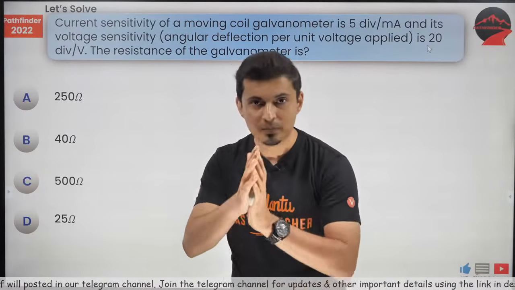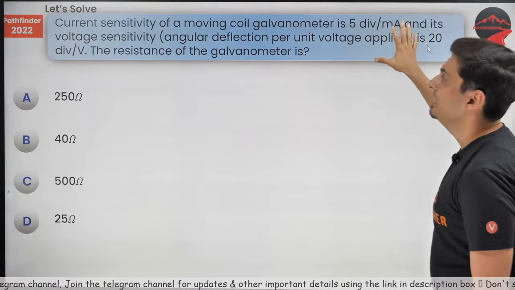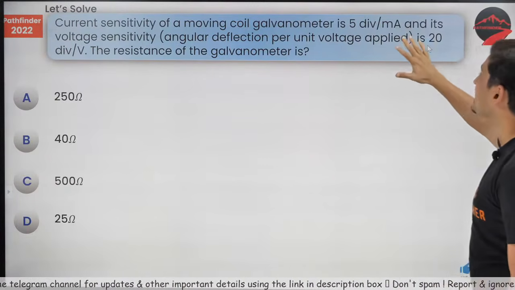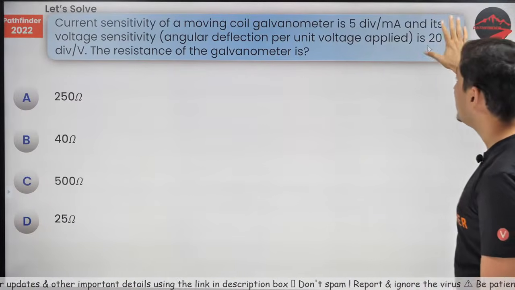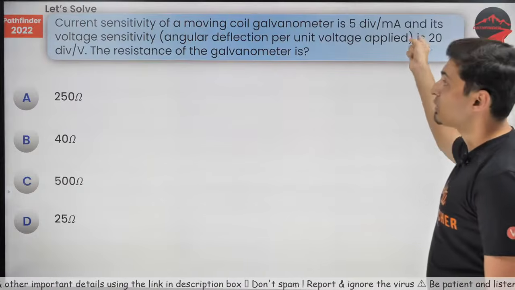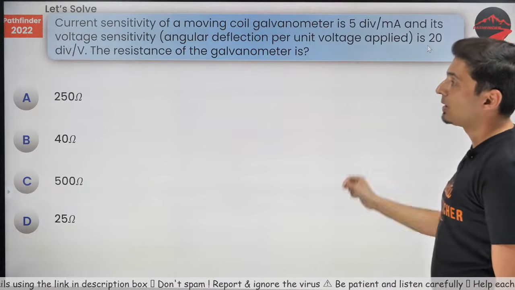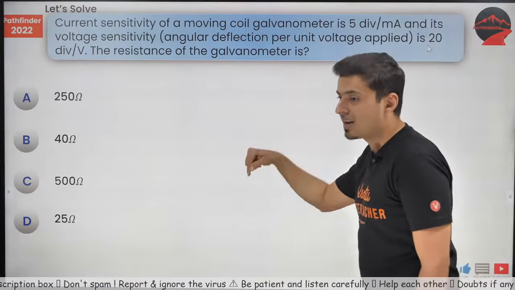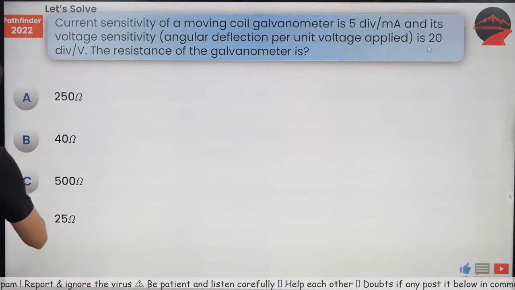Here it comes. Okay, let's see how many of you can do this. There is a moving coil galvanometer whose current sensitivity is 5 divisions per milliampere and its voltage sensitivity is 20 divisions per unit voltage. Then the resistance of the galvanometer is how much? Very interesting question. Let's try to figure this out.